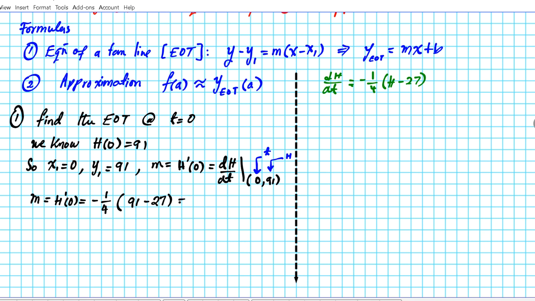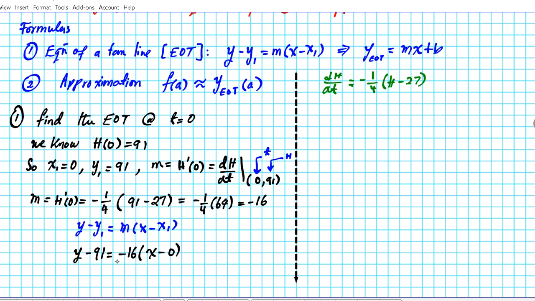Always pay attention to what you're substituting into your slope equation. We'll simplify this. We have negative 1/4 times 64, and that gives us negative 16. So that's the slope of the tangent line. Now put everything together in the point-slope form of the equation of the line. Let's rewrite the formula again so we don't get confused: y minus y1 equals m times (x minus x1). If we substitute, y minus y1, what is y1? 91, equals m, the slope we just got, negative 16, times x minus x1, what is x1? 0.